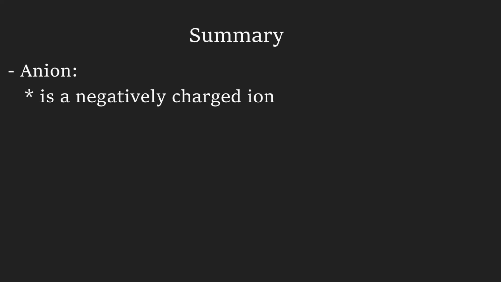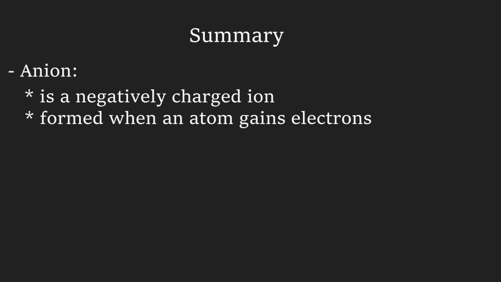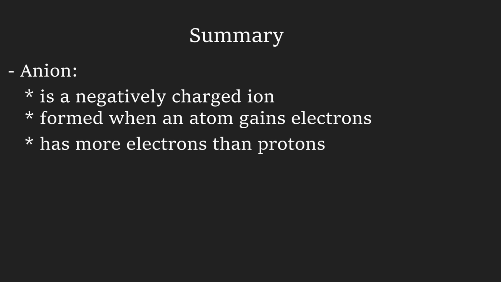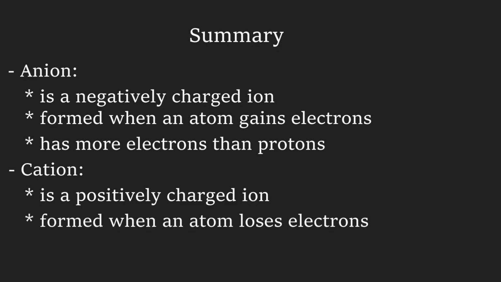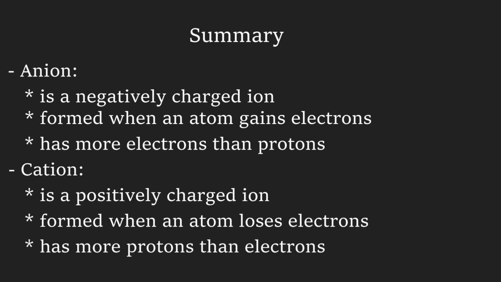In summary, an anion is a negatively charged ion formed when an atom gains one or more electrons. This extra negative charge comes from having more electrons than protons. On the other hand, a cation is a positively charged ion formed when an atom loses one or more electrons. This extra positive charge comes from having more protons than electrons. Anions and cations are essential in various chemical reactions and biological functions, making them a fundamental part of the world around us.